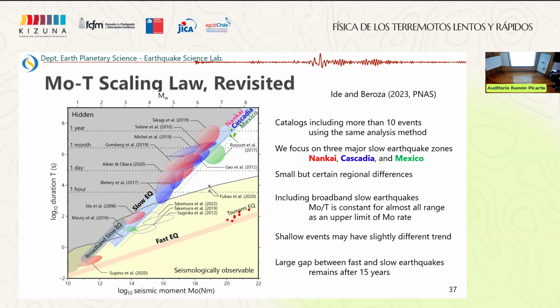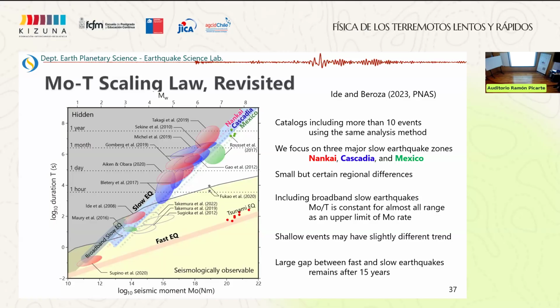Recently, some people are proposing we can observe something around here. There's just a detection limit in seismology, but it's a bit too early to say really nothing for the entire region. But we can say there is some area that cannot be filled by earthquake-like phenomena in this diagram.